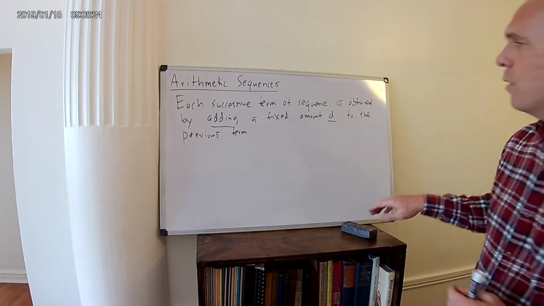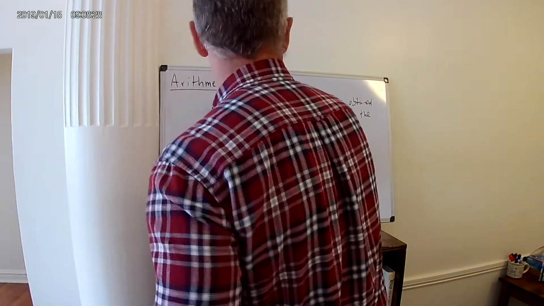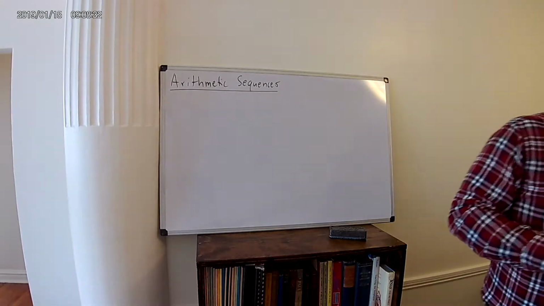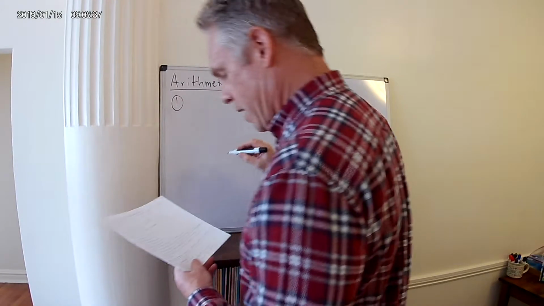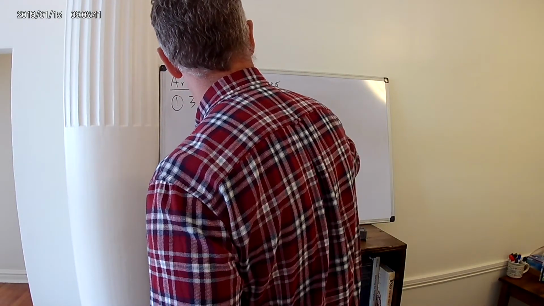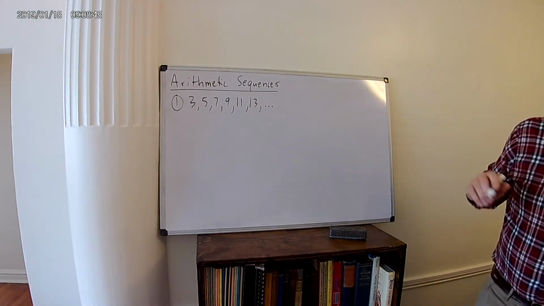Okay, what I want to do first is write some sequences on the board, and you can tell me whether these sequences, or I will tell you since it's a video lecture, are arithmetic sequences. So one example I could write is 3, 5, 7, 9, 11, 13, and so on. Okay, here we have a sequence. Is this an arithmetic sequence?